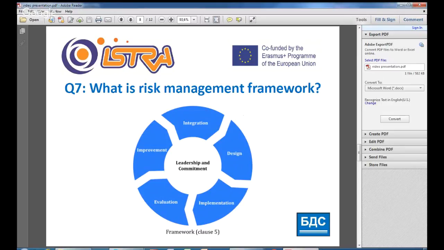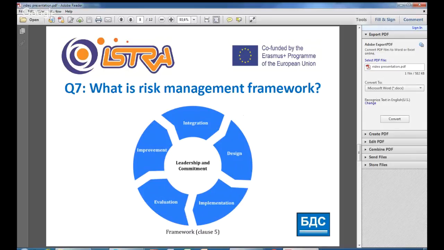In the center of the circle, you see leadership and commitment. This component is related to the strategic policy planning, and the management of the organization should ensure strong and sustained commitment for risk management at all levels by taking the following actions.